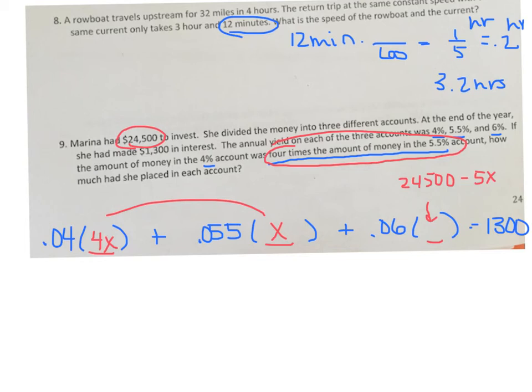And then it's just a matter of solving for x, distributing, combining like terms, and then solving. I think you have the answers, but I got the 5.5% to be 2,000. So that should be what you got. And then everything else you just substitute back in and find out what's left.